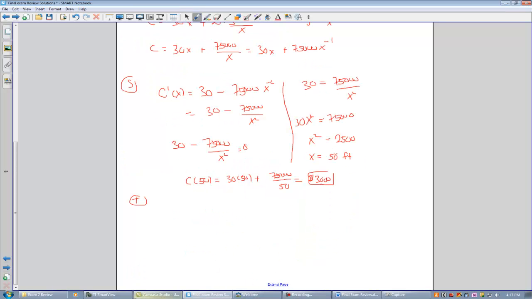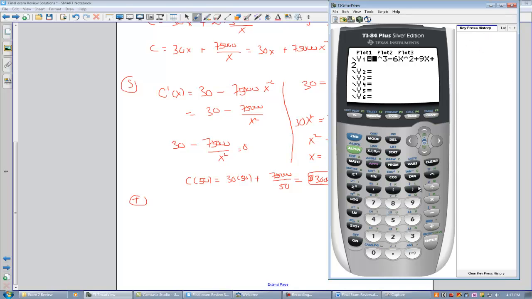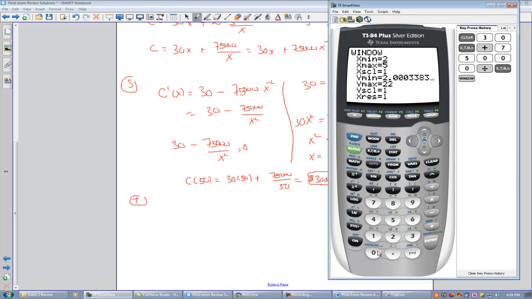All right, so to test this, the way you do it is you take your calculator and go to y equals, and we'll clear out all this stuff here. And you plug in the formula you found for c in terms of x. So you have 30x plus 75,000 divided by x. You make your window, and for your window, we're going to go from 0 to, we found x to be 50, so let's do like 200. Let's see if that's big enough.